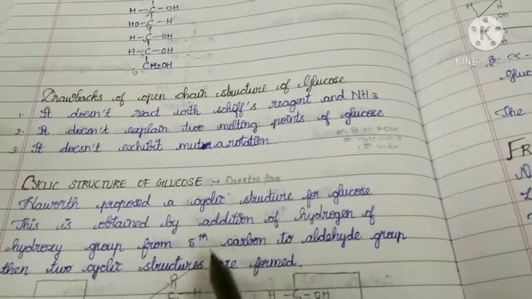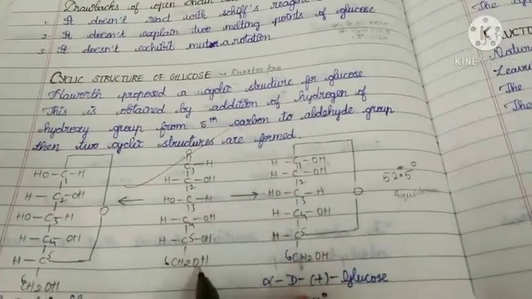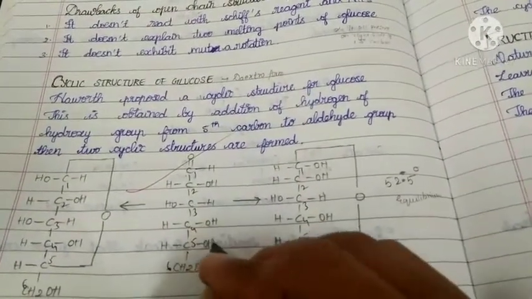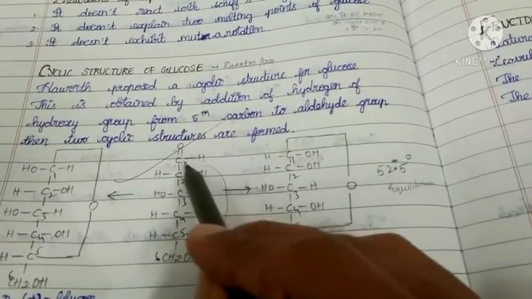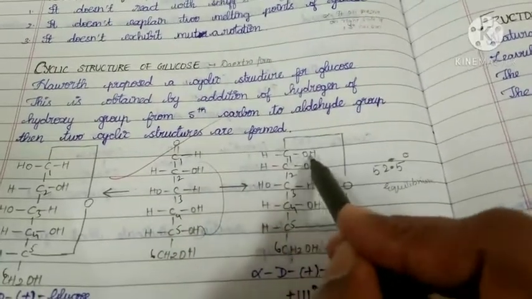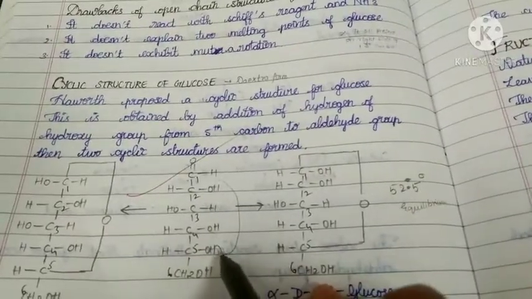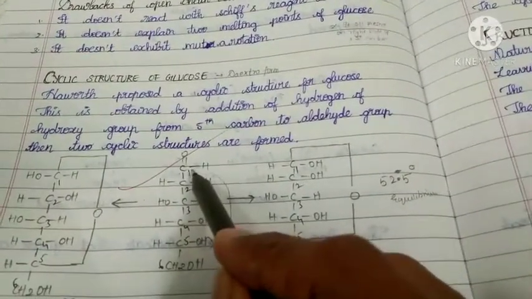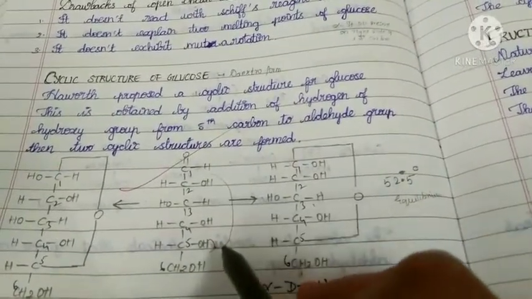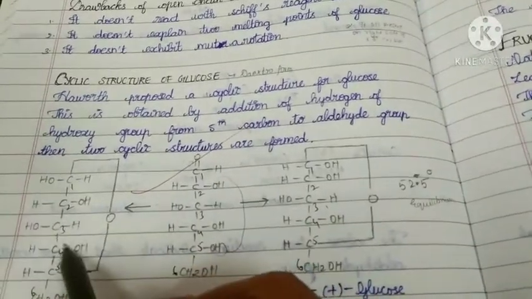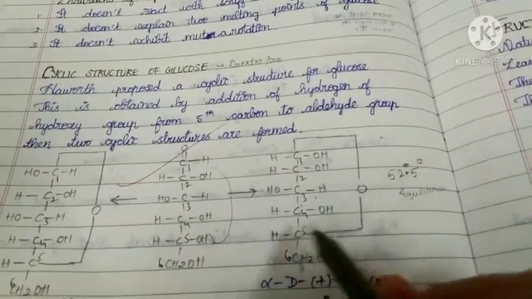Those cyclic structures satisfy the melting points of glucose. See, this is the structure for glucose. When this hydrogen attacks here, then this C double bond O becomes CHOH. That means CHOH. Why do we get 2 structures? Suppose this OH attacks on the right side, then we get this structure. If it attacks on the left side, then we get this structure. Like that we get 2 cyclic structures. This is a cyclic structure. This is also a cyclic structure.